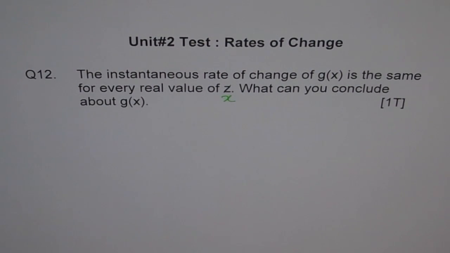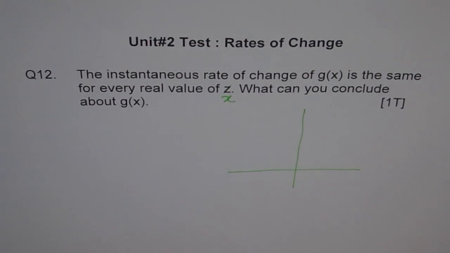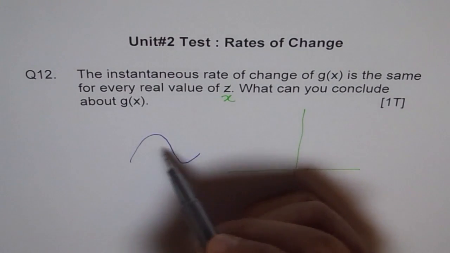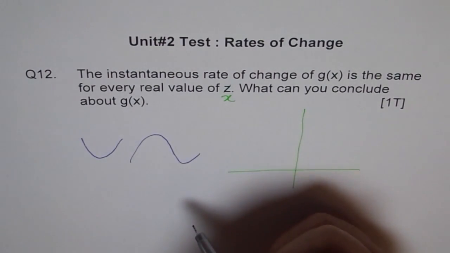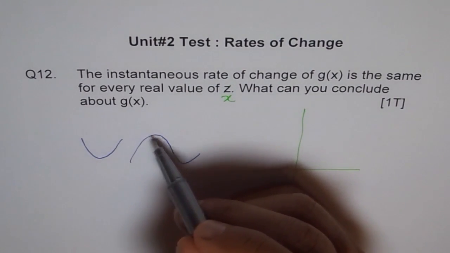So if we say that the instantaneous rate of change of g of x is the same for every value of x, what can you conclude about g of x? What do you think? Let's try to sketch some graphs and see, right? If we have a graph like this, do you see? We see the rate of change changes, correct? In a graph like this, the rate of change changes, because it is negative, 0, positive, and here it is positive.